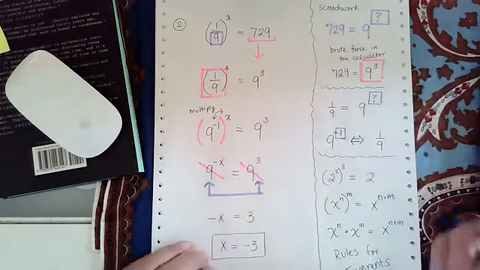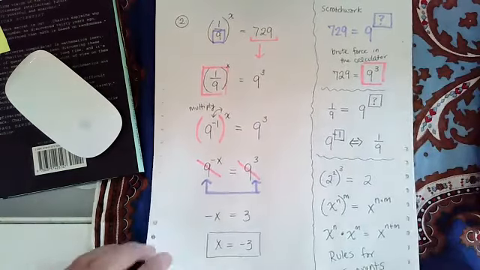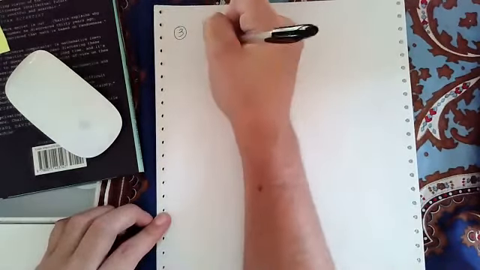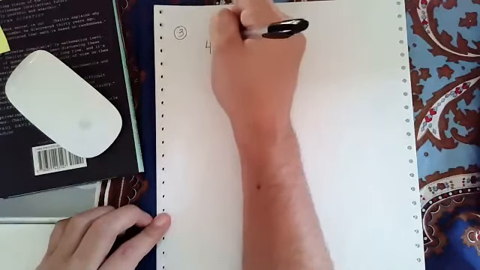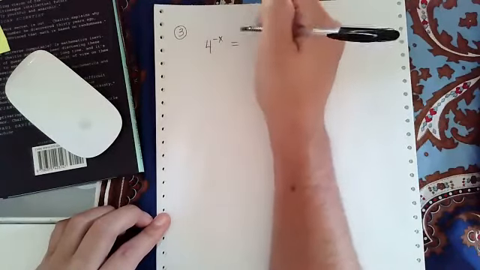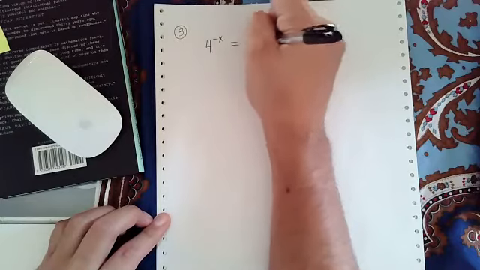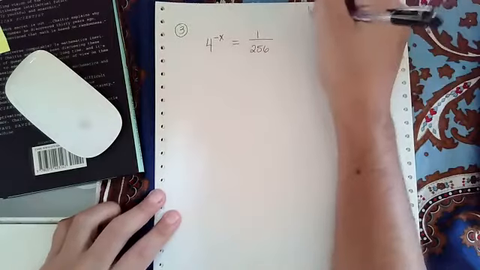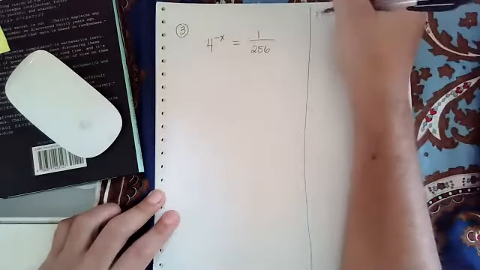But we have more examples, so you get a feel for the flavor of these kinds of equations. So let's look at this one. Let's solve 4 to the -x is equal to 1/256. And I like to put all my scratch work over here.